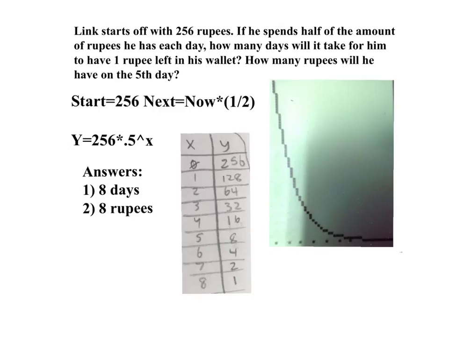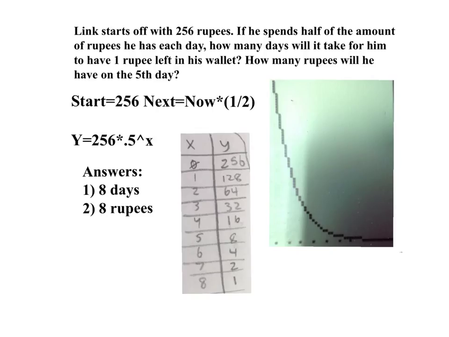Link starts off with 256 rupees. If he spends half the amount of rupees he has each day, how many days will it take for him to have 1 rupee left in his wallet? How many rupees will he have on the 5th day?